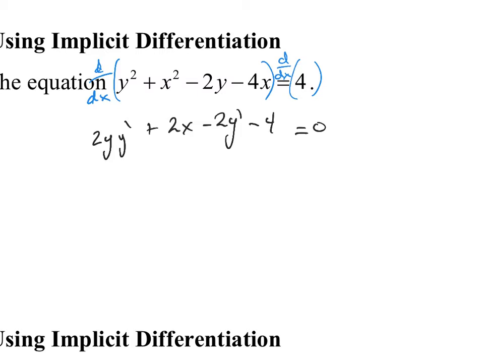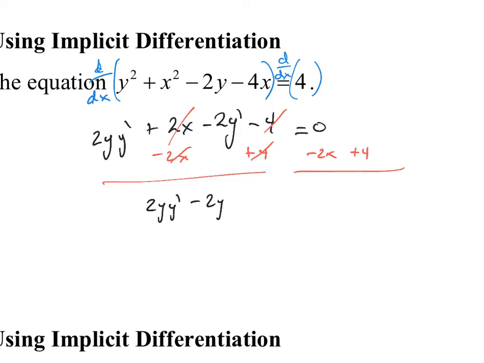So anything that has a y prime stays on the left. Anything that doesn't have a y prime is going to go to the right. So I'm going to subtract 2x from both sides. I'm going to add 4 to both sides. Let's see what we get. On the left, I have 2y y prime minus 2y prime equals negative 2x plus 4.